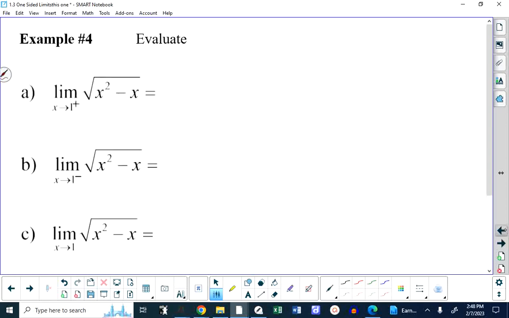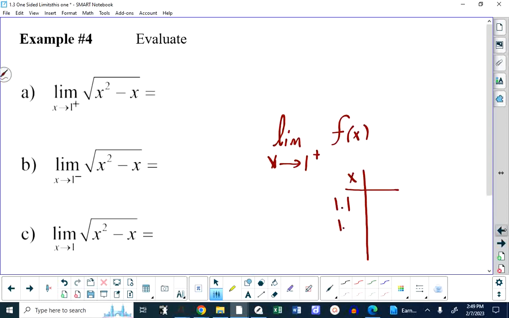One final example. What is it you do if you're asked to evaluate a left or right-handed limit and you don't have a graph? You have an actual equation. There is no algebraic way to do this. When you talk about the limit as x approaches 1 from the right of a function, you're talking about x being a number to the right of 1 that's getting closer to 1.